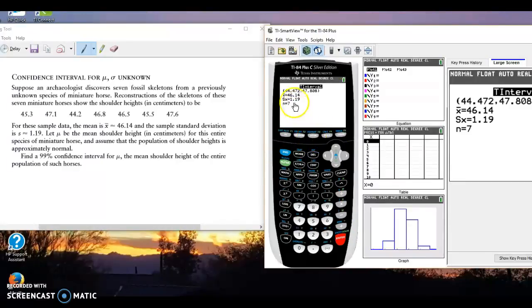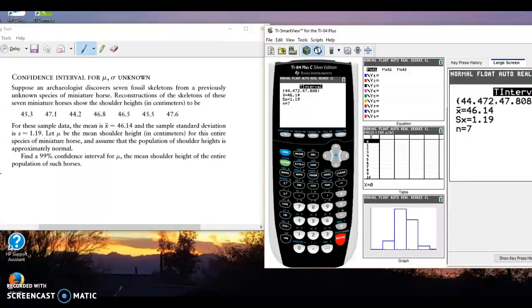Okay, so 44.47 to 47.80, or 81 if you want. Okay, so we are 99% confident that the true mean shoulder height for this entire species of miniature horse is within the range 44.47 to 47.81 centimeters, or falls within the interval. Okay, so that's the way we would have to say that.